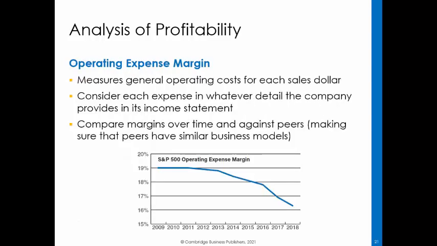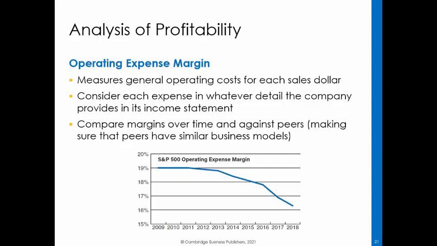The operating expense margin, also referred to as SG&A expense margin, measures general operating costs for each sales dollar. These costs include all costs other than those to make or buy the company's products. For 2018, the median SG&A expense margin for S&P 500 companies was 16.3%, and that margin has declined steadily from a high of 19% since the economy emerged from recession in 2009.